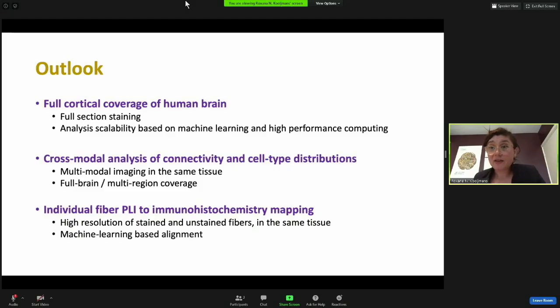And another very exciting possibility is to map individual fibers in the polarized light image and in the immunohistochemistry scan, which is possible due to the fact that we have extremely high resolution images of both stained and unstained fibers in exactly the same tissue. And we can use machine learning in order to do very high level alignments.